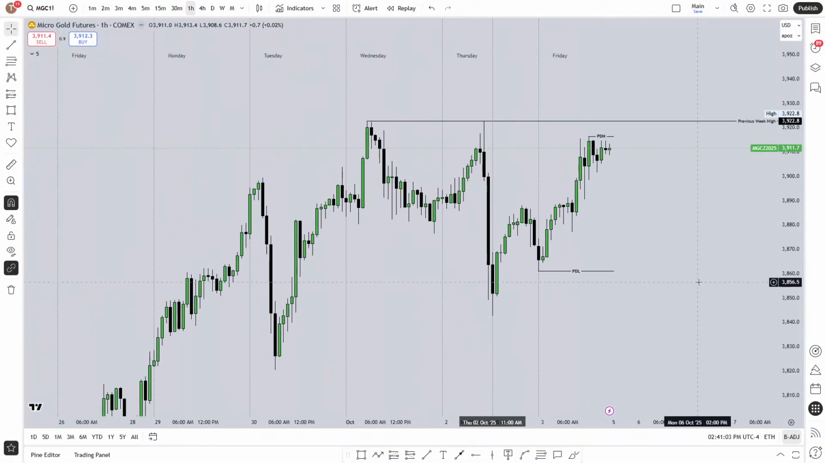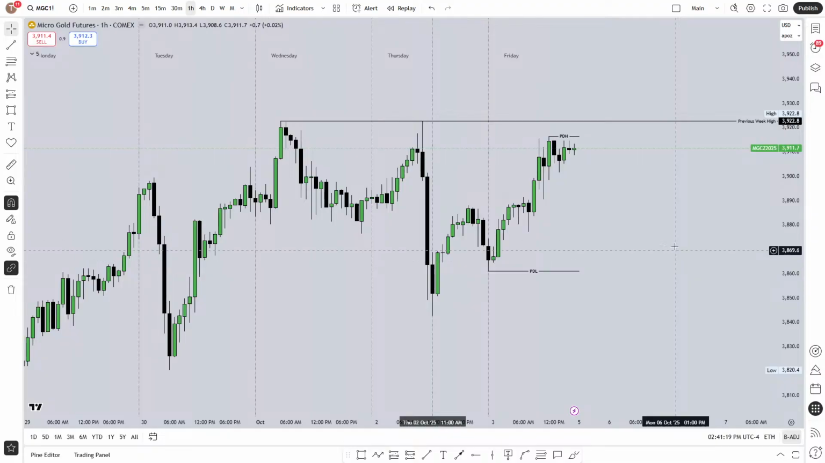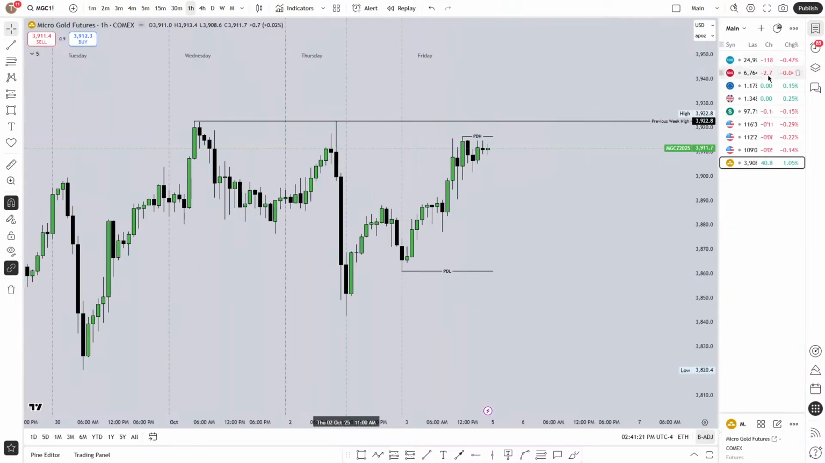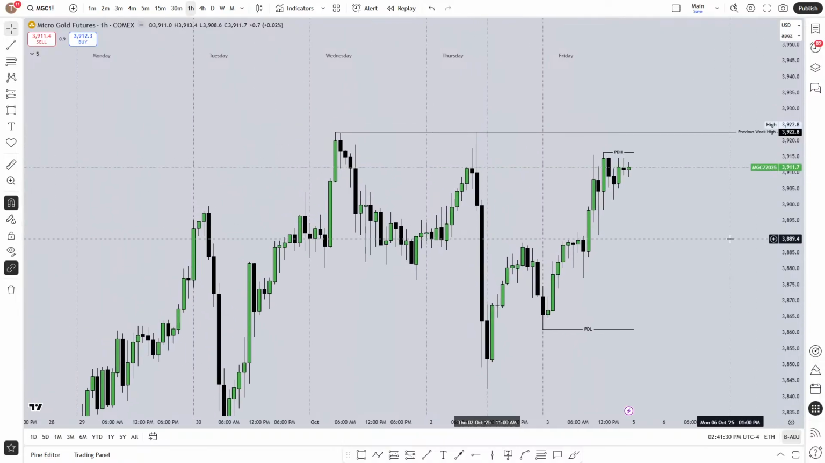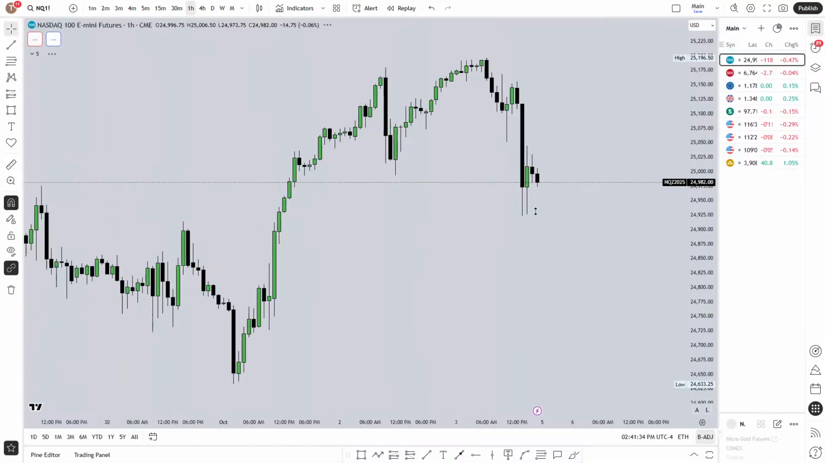All right, so that's pretty much it. That's all I do whenever I'm going into the next week, is I'm just marking out all these levels and just determining order flow. And if one of these markets just looks like it has no direction, or I can't determine where it wants to go, then I'm just going to stay away from it. Like gold, I know where it wants to go. NQ, I need to wait a little bit.